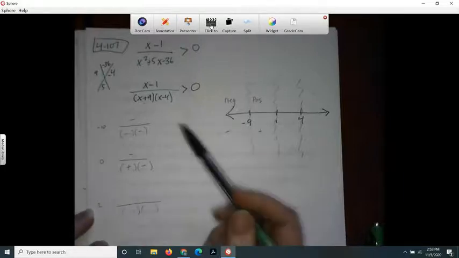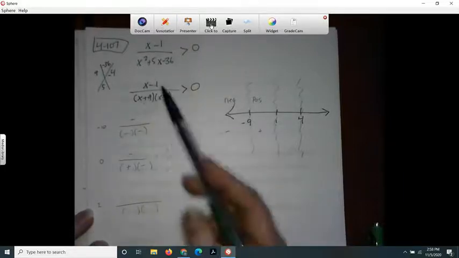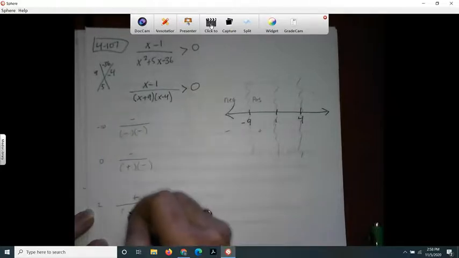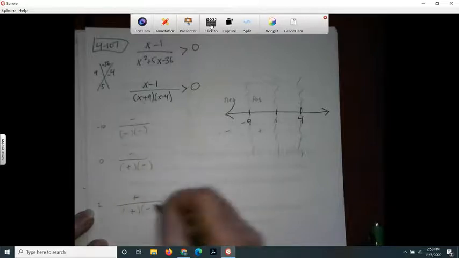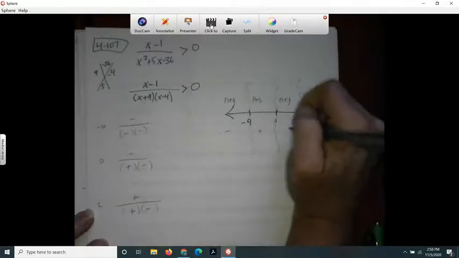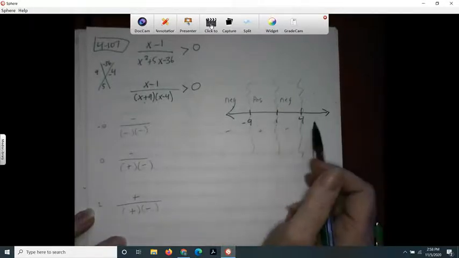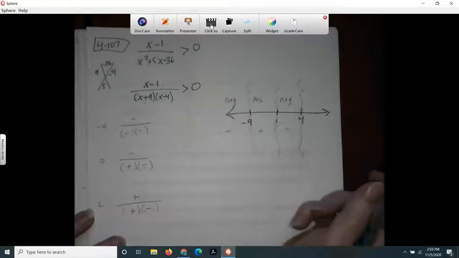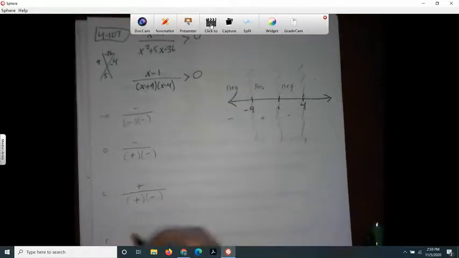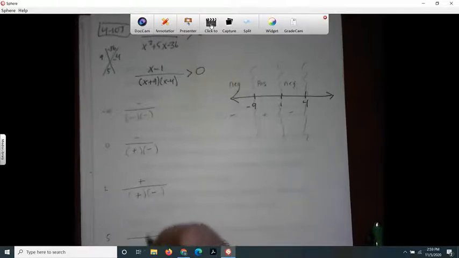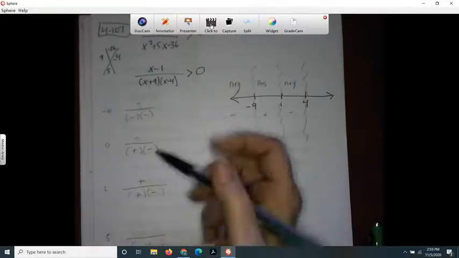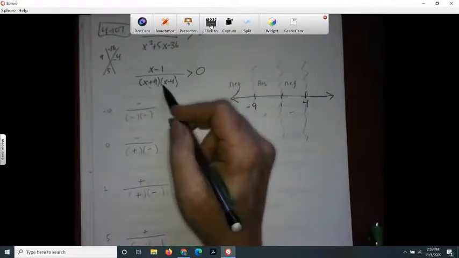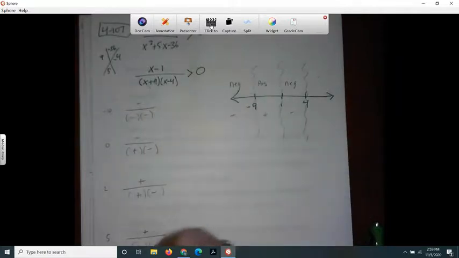So I just plug a 2 in there. 2 minus 1 gives me a positive number. 2 plus 9 gives me a positive number. 2 minus 4 gives me a negative number. So it's negative in this region. And then to the right of 4, 5 is a nice number to use. So 5 minus 1 is a positive number. 5 plus 9 is a positive number. 5 plus 4 is a positive. So a positive divided by a positive is a positive.